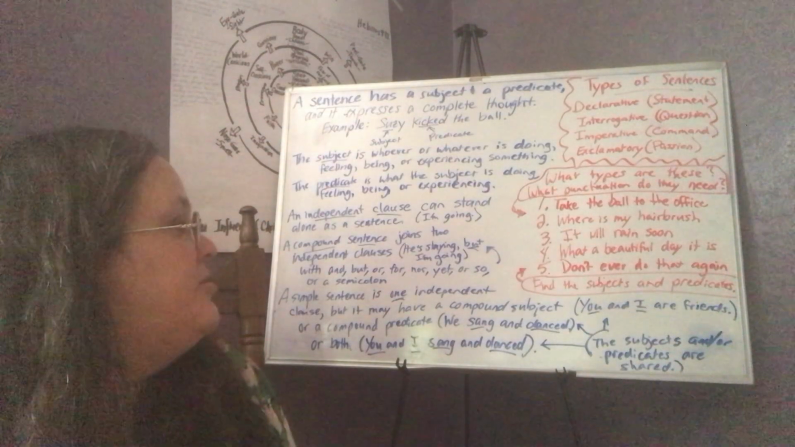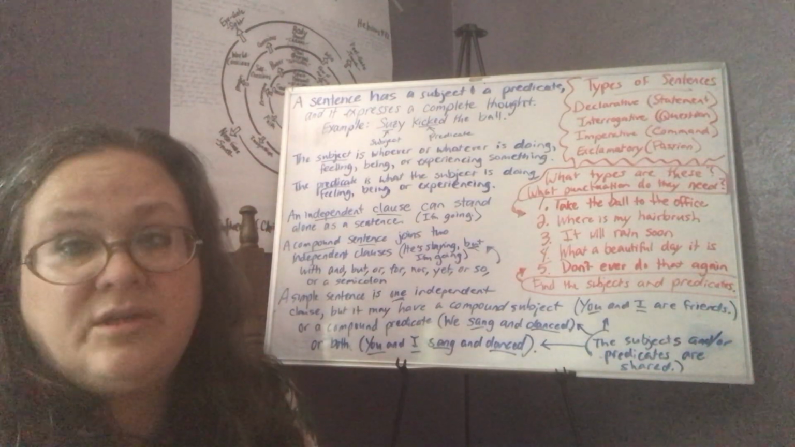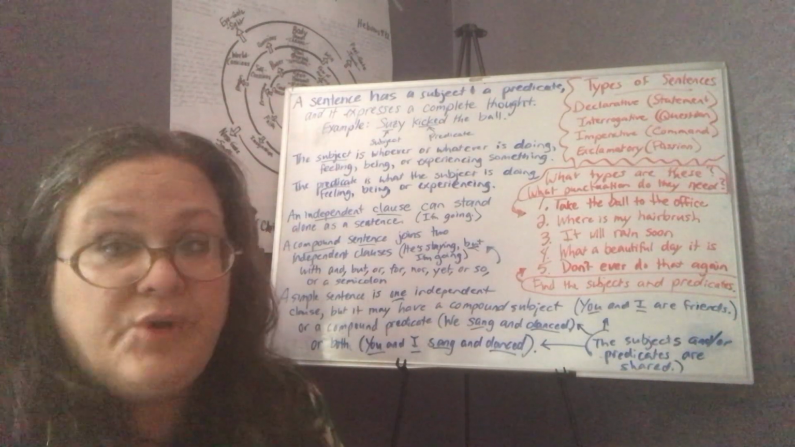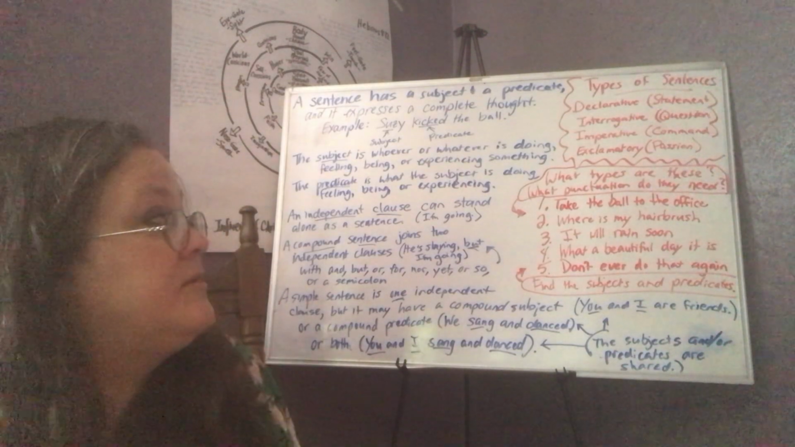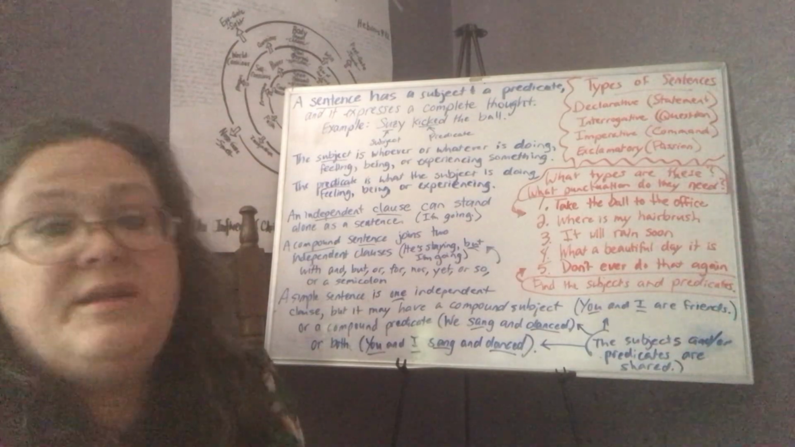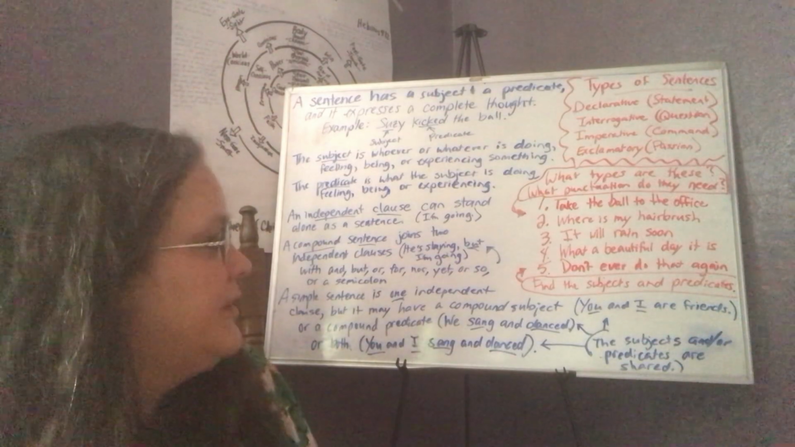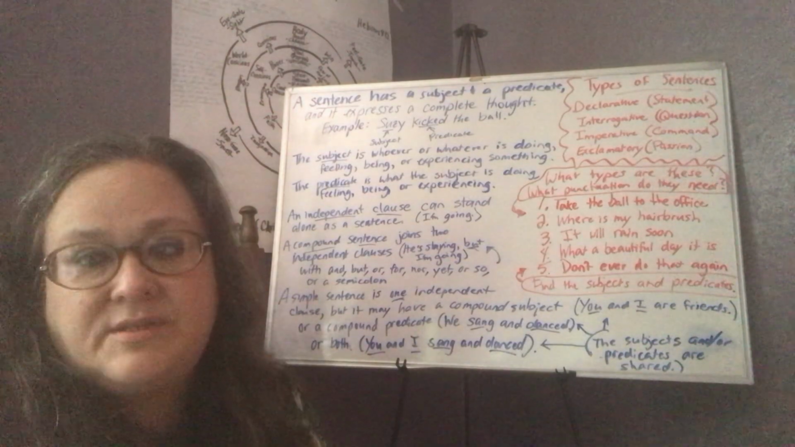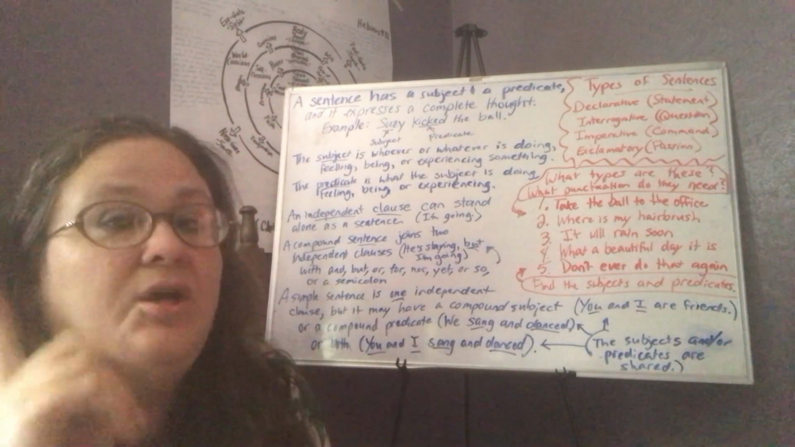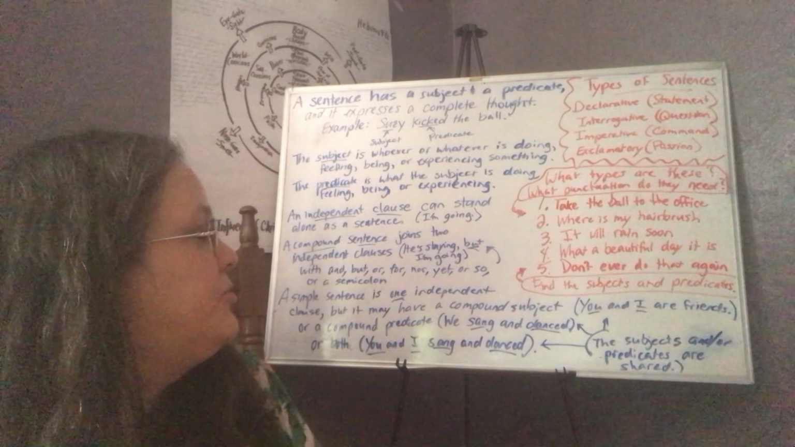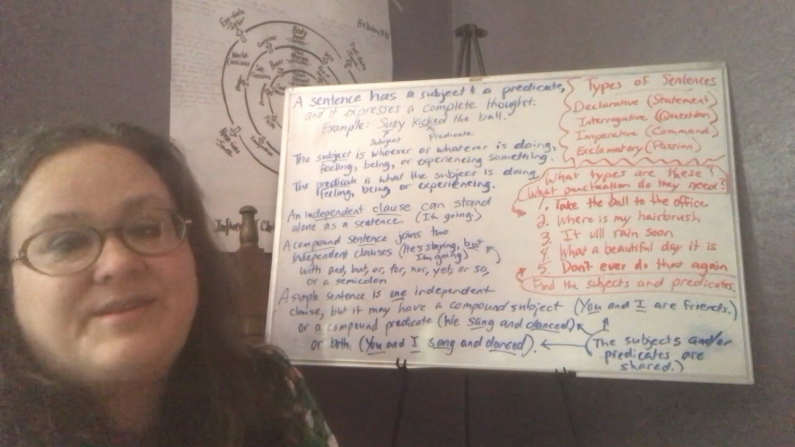And number 5, don't ever do that again. Okay, so that's actually a command, right? If I said that to you, don't ever do that again, that would be me commanding you. So that is an imperative sentence. And it could either have a period or an exclamation point at the end. And so it's an imperative sentence. So again, what is the subject of an imperative sentence? You. That's right. You.